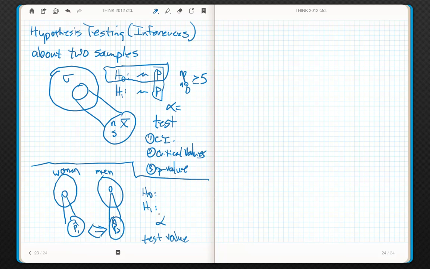So think about this. The null and the alternative hypothesis, just like before, the null hypothesis is that the proportion of women is equal to the proportion of men. It always contains the equality, always, okay? And then the alternative can either be P1 is not equal to P2, P1 is greater than P2, P1 is less than P2, etc. Just like we did before, okay?